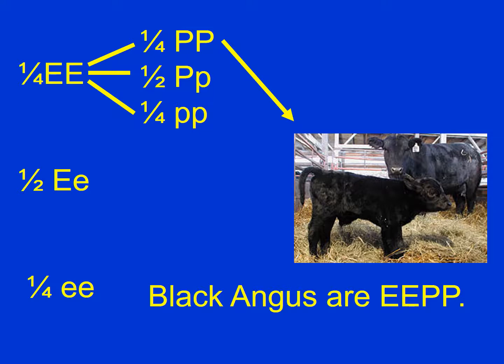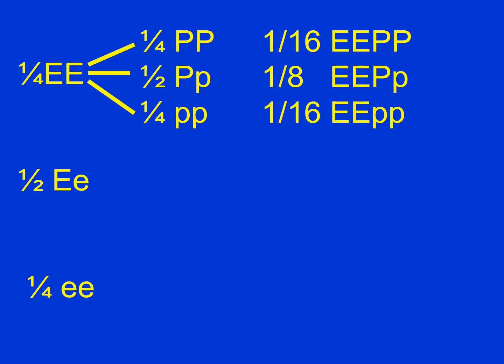So for those individuals that are homozygous black, 1/4 of those are going to be homozygous polled, 1/2 are going to be heterozygous, 1/4 are going to be homozygous horned. Of the individuals that are heterozygous for coat color, we know that 1/4 are going to be homozygous polled, etc. And we can just fill in our chart here.